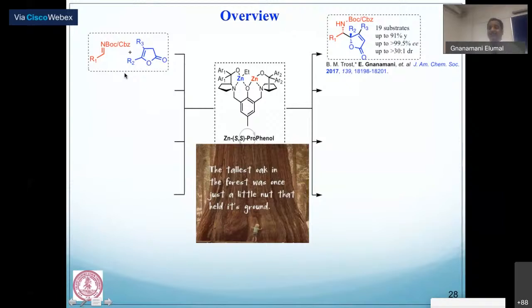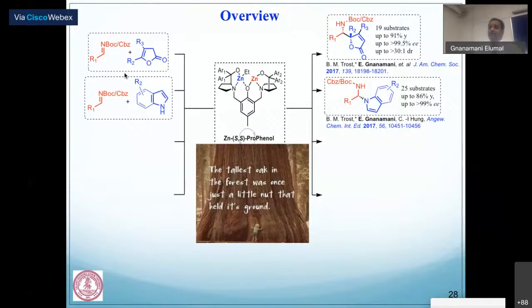Also, we know that indole normally goes for C3 alkylation, as the C3 position is nucleophilic and goes for the reaction. But due to the advantage of the N-alkylated product, we protected it with an N-Boc or Cbz group, which helps to get the N-alkylated product, not the C-alkylation product. If we have an N-sulfonyl group, we are able to get only C-alkylation, not the N-alkylation product. We think that this Cbz or Boc group, due to two-point binding to zinc, helps in producing the N-alkylated product rather than the C-alkylated product.